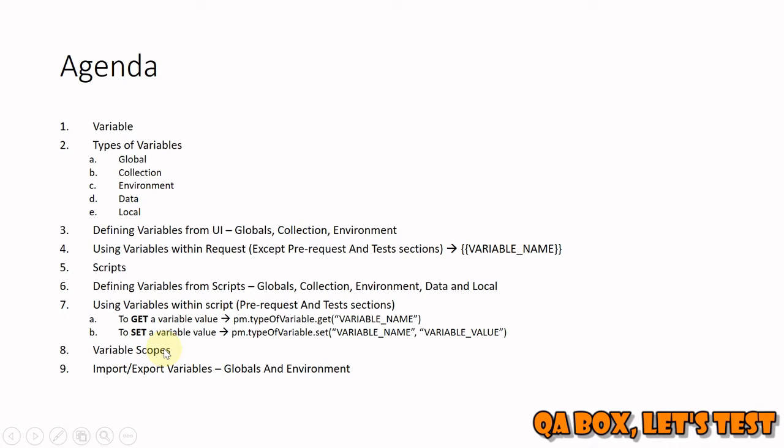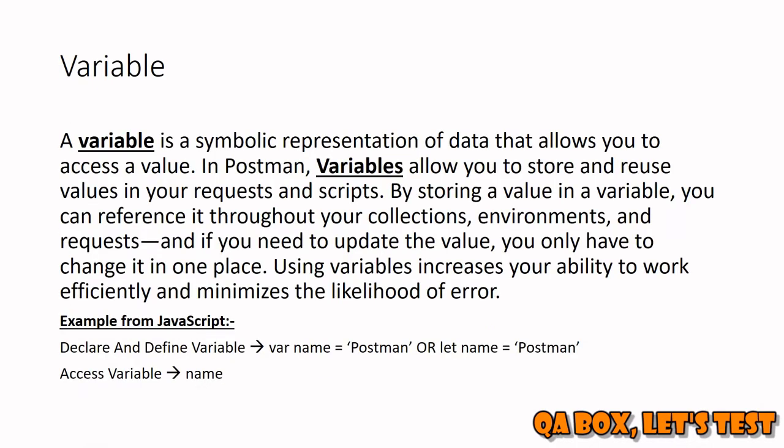So what is a variable, by the way? You know that in Postman we use JavaScript to write our code. In JavaScript, how do we define a variable? We use either this syntax, var name is equal to Postman, or let name is equal to Postman. So what is name? Name here is nothing but a symbolic representation of data. What is the data? Data is Postman. Name is the symbolic representation of it.